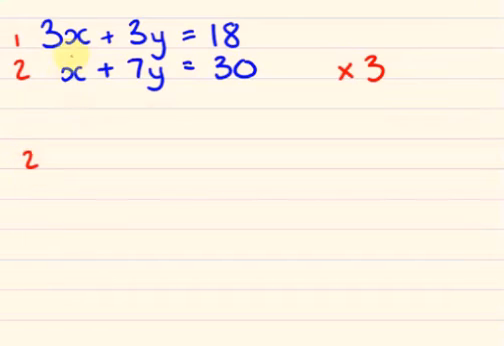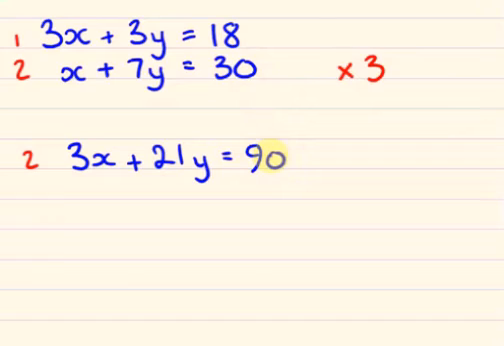On equation 2, if we multiply that all by 3, we get the following. We get 3x, because we times that by 3, plus 7 times 3, which is 21y, equals, and you probably worked this part out already, 3 times 30 is 90. Equation 1, by the way, is going to stay the same, because it's 3x plus 3y equals 18. And we're happy with that because the coefficient in front of this variable is now the same, so we don't need to change it.